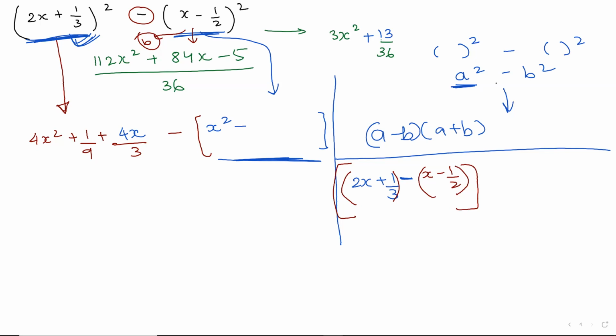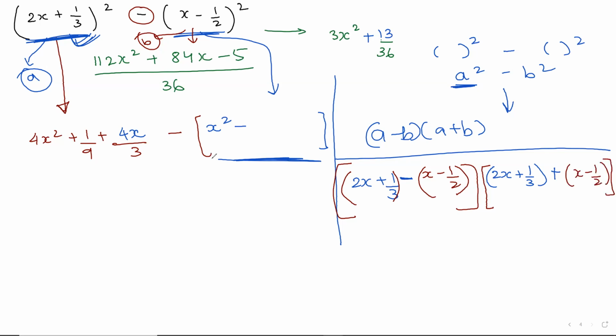Now I need a plus b. Hamna, are you getting this? Yes, ma'am. Okay. So a again, it is 2x plus 1 by 3, and plus b. So my plus b is plus x minus 1 by 2.